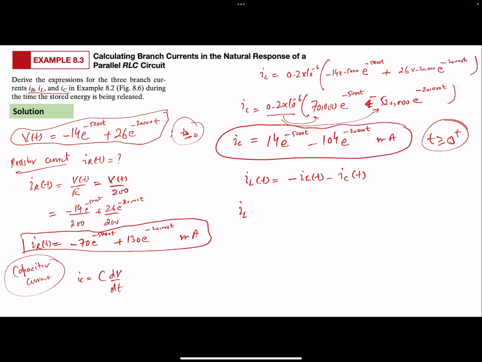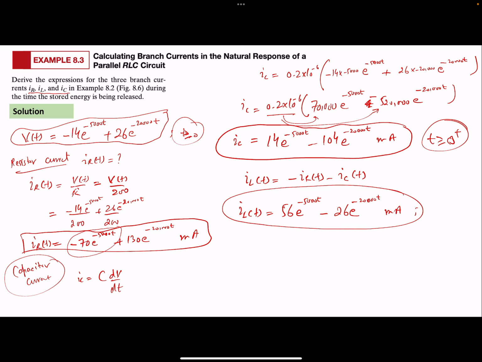So value of the inductor current is going to come out to be, you just need to subtract both of these things, right? Subtract both of these minus 5,000 t terms and subtract the minus 20,000 t terms separately. So you're going to get 56 e raised to power minus 5,000 t minus 26 e raised to power minus 20,000 t milliamperes. And here is your inductor current as well.